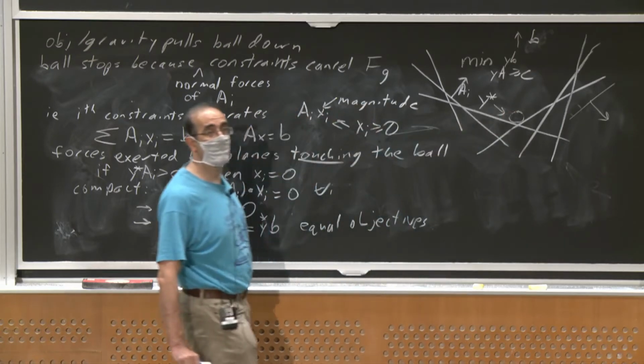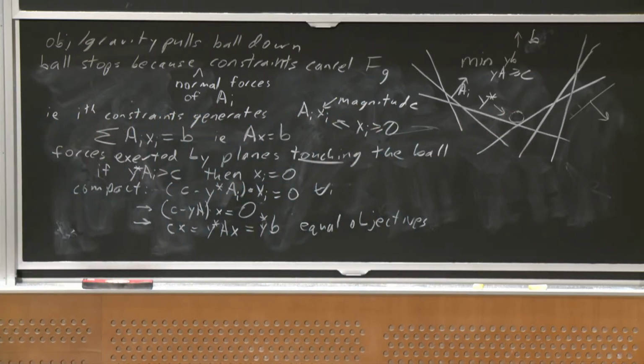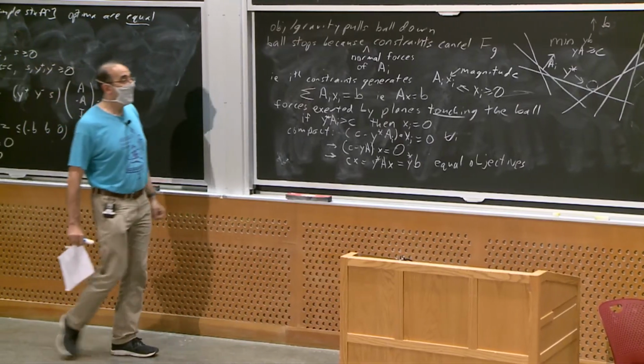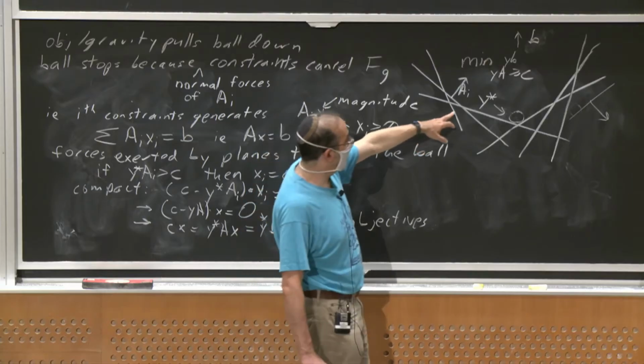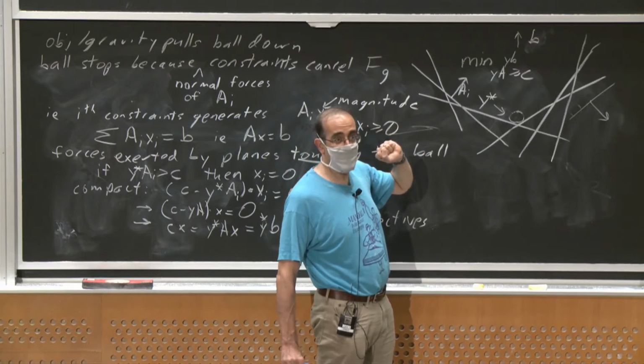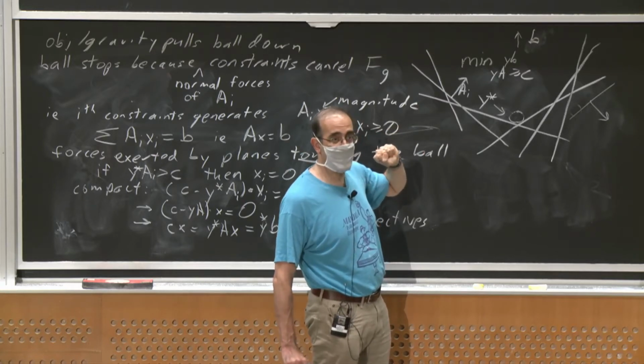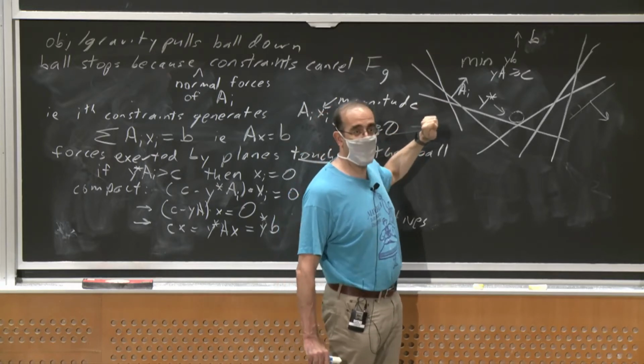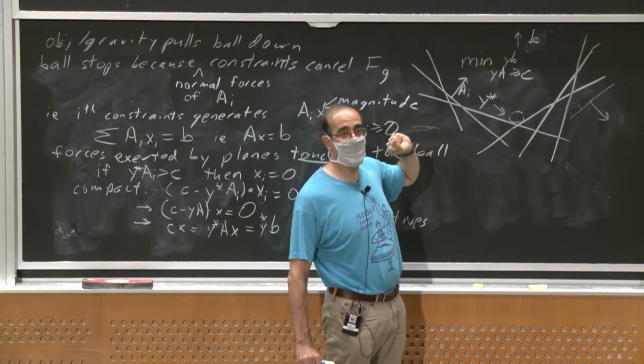So what about the other vertices? Well, there are plenty of other vertices, but you won't be optimal at those vertices, and you won't have a balance of forces. At any other vertex, the ball will want to roll.